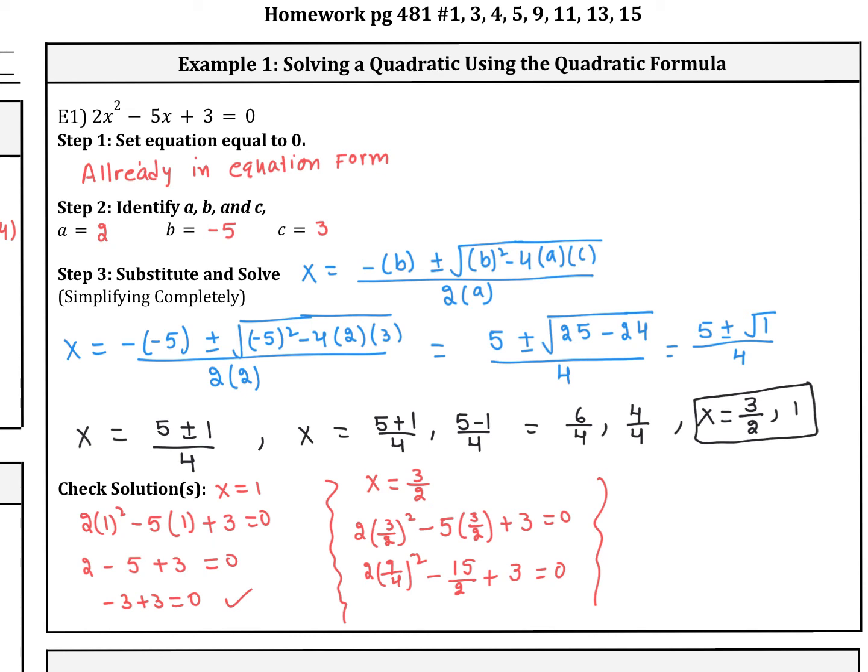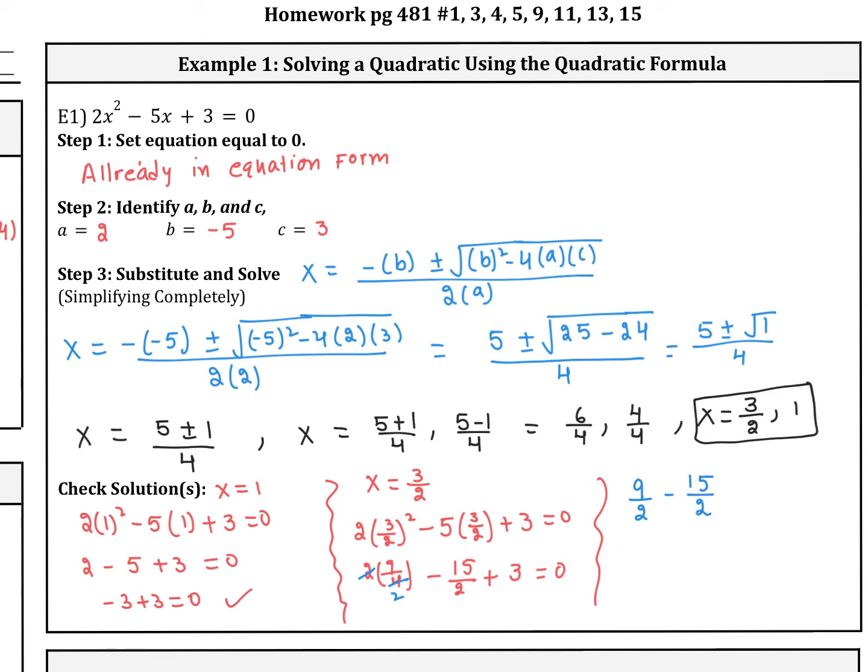Okay, this one should not be square anymore because we solved the square already. So this is going to be 18 over 4. In other words, you can reduce the 2 and 4. So the 2 cancels, and on the bottom you're left with 2. So that's going to be 9 over 2, and this is going to be 15 over 2.